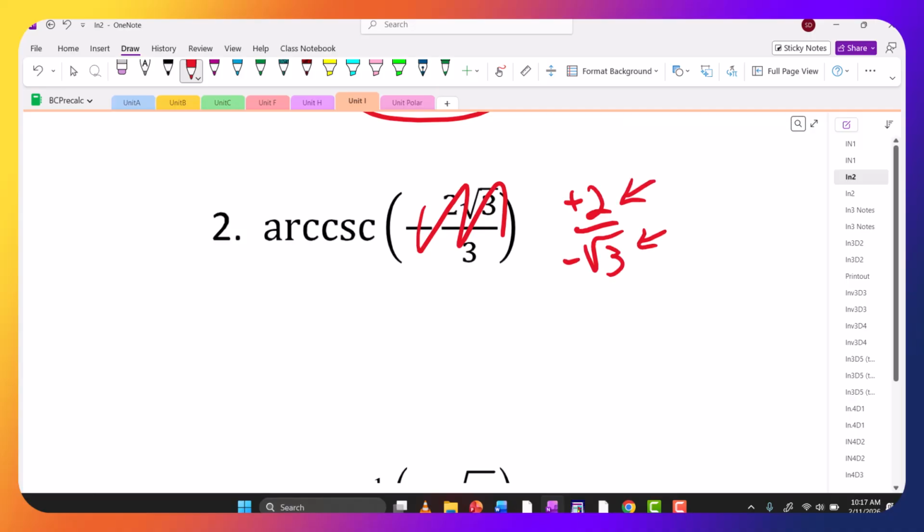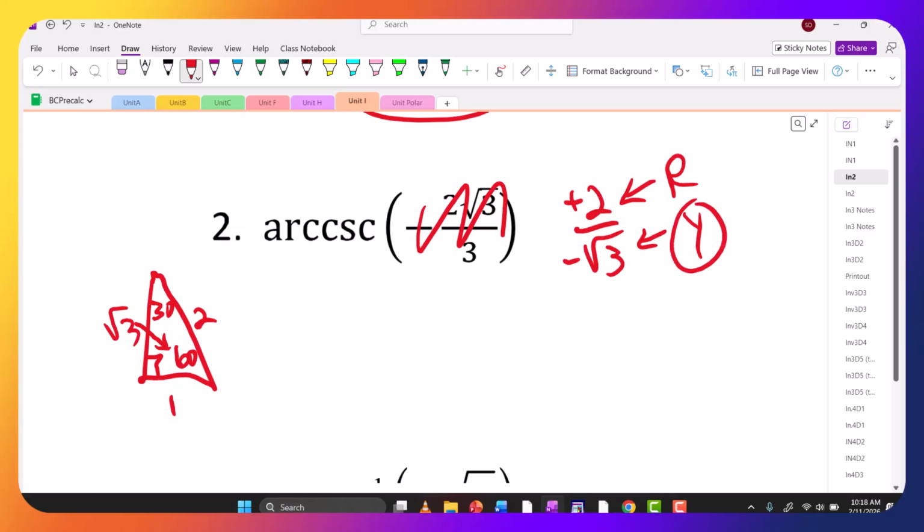So I'm helping you. I always go back to this. This is a 30, this is a 60, this is a 90. Who's opposite 1? Who's opposite 60? Root 3. Who's opposite 90? 2. This tells me everything. This tells me this is a 60. Y is always opposite the reference angle.